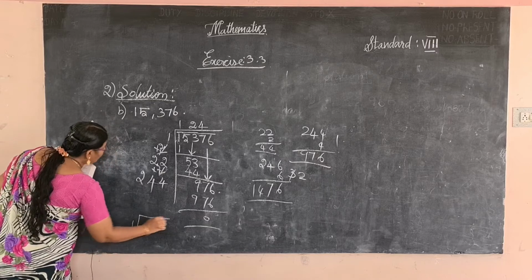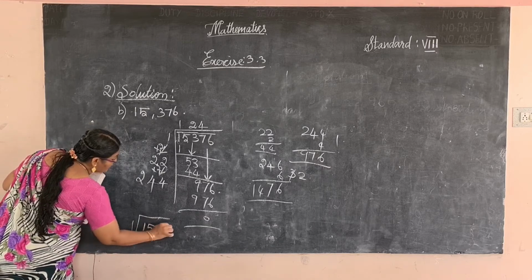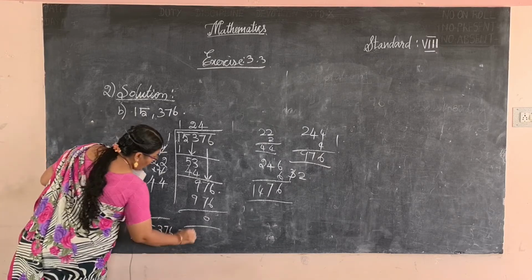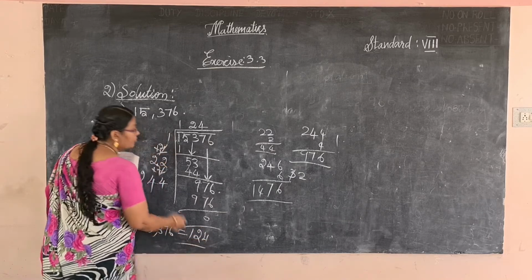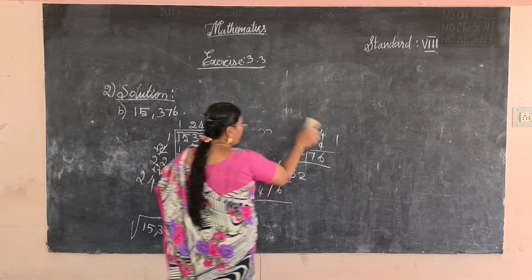Therefore, the square root of 15,376 is equal to 124. Okay, now move to the next problem.